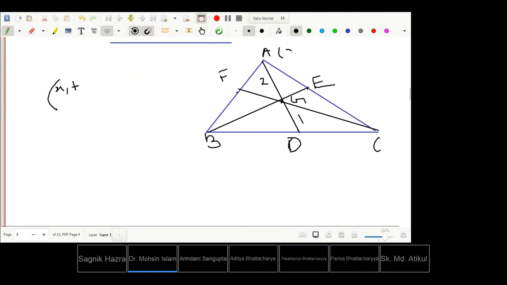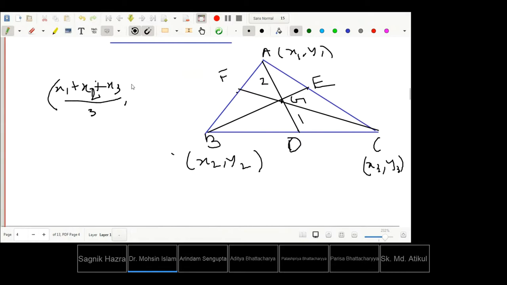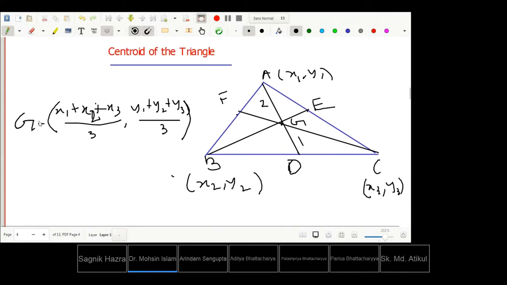Okay, and also we can prove the centroid of the triangle has coordinates, if these coordinates are x1 y1, x2 y2, and x3 y3. The coordinate of the centroid is x1 plus x2 plus x3 by 3, comma y1 plus y2 plus y3 by 3. This is the coordinate of the centroid. G is the centroid, and this ratio is 2:1.